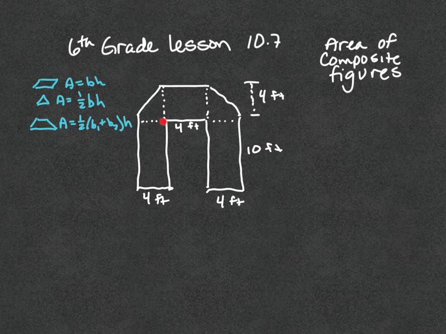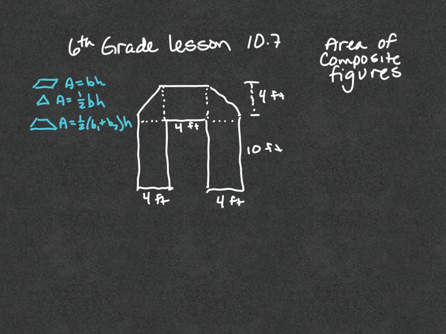I could take this rectangle. There's a twin to it. It's got a length of 4 and a height of 10. So I have these two rectangles. I can take these two triangles and then this square. It looks like it's a square because it's 4 by 4. So I could take this square. And so I can calculate two of those, base times height, two of these triangles, 1/2 base times height, and one square. And I can then, when I get all the areas for all of those, I can add them all together.